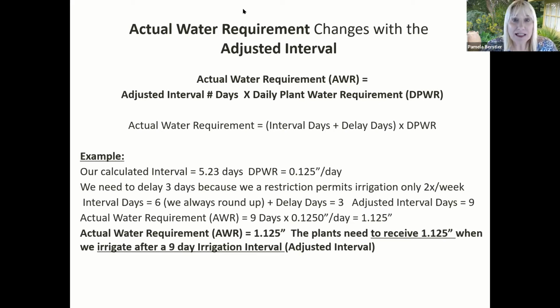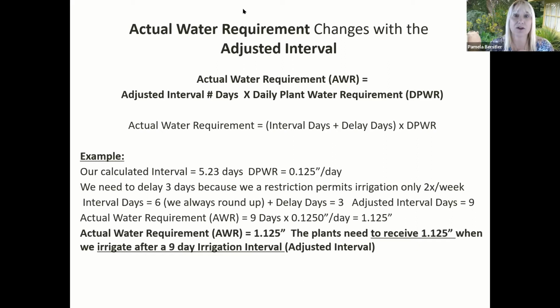The way that you calculate it is you take your actual or adjusted interval days and you multiply it by the daily plant water requirement. This is going to tell you how much water really came out of that plant available water reservoir. And so, in the case of a delay, let's imagine that you calculated your interval to be 5.23 days. Okay, what do you know right away?